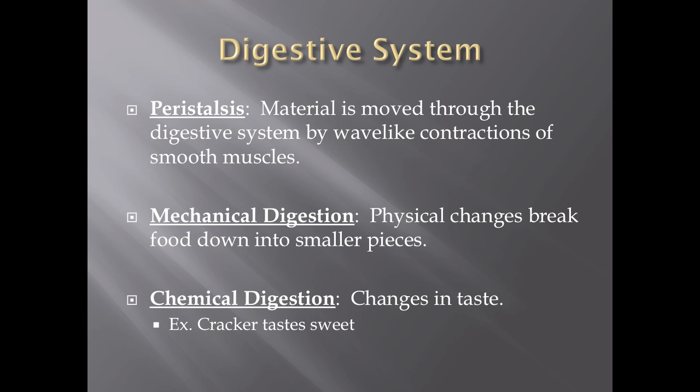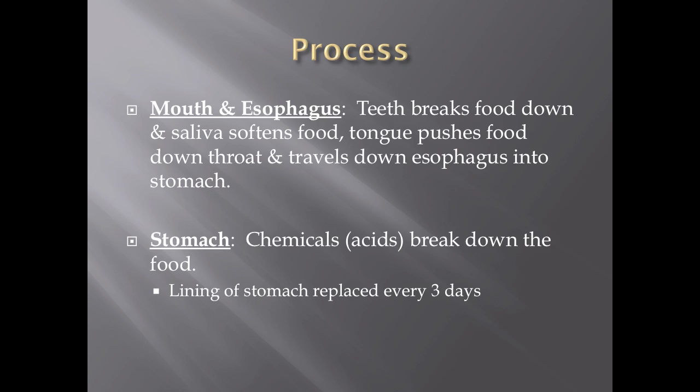And chemical digestion, this is the changes in taste. For example, a cracker, while you're actually eating it, right before you swallow it, it turns sweet. And crackers aren't the only food that changes taste. There's several different types of foods out there that change in taste as you digest them.